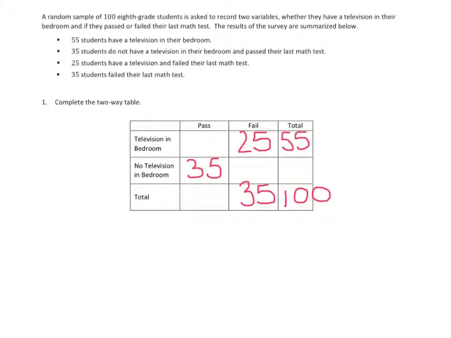We will now complete the two-way table. So I see that there is a total of 55 students who have a television in their bedroom. 25 of them failed their last math test. So that means that 30 of them passed, because 30 plus 25 will give me the total of 55. Now we know that 30 students passed their last math test and have a television in their bedroom, and 35 students passed their last math test who have no television in their bedroom, which gives me a total of 65 students who passed their last math test.